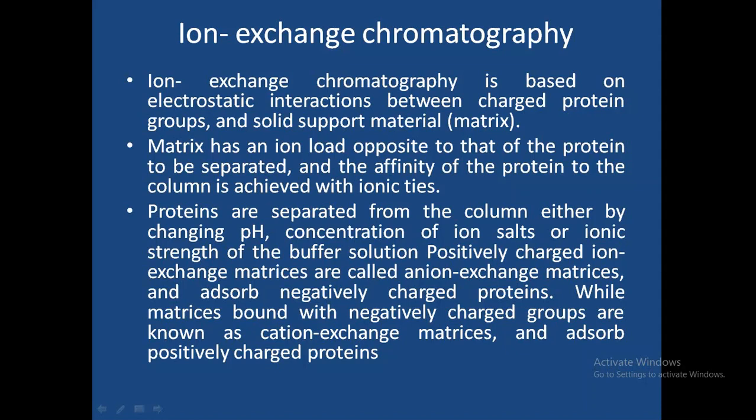The matrix has an ion load opposite to that of the protein to be separated, and the affinity of the protein to the column is achieved with ionic ties. Proteins are separated from the column either by changing pH, concentration of ion salts, or ionic strength of the buffer solution.